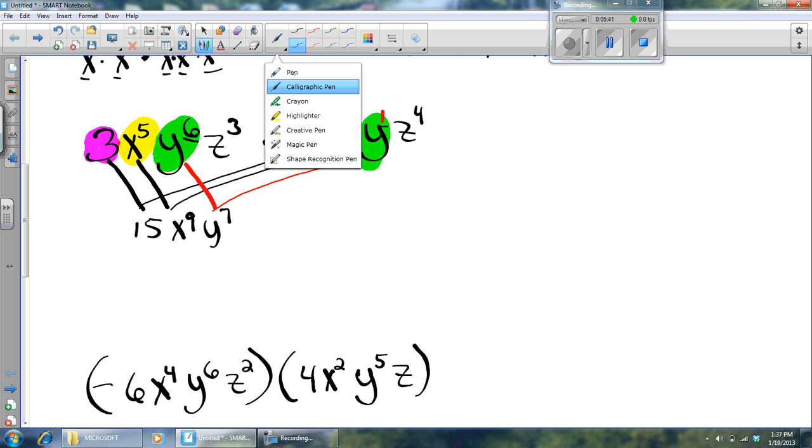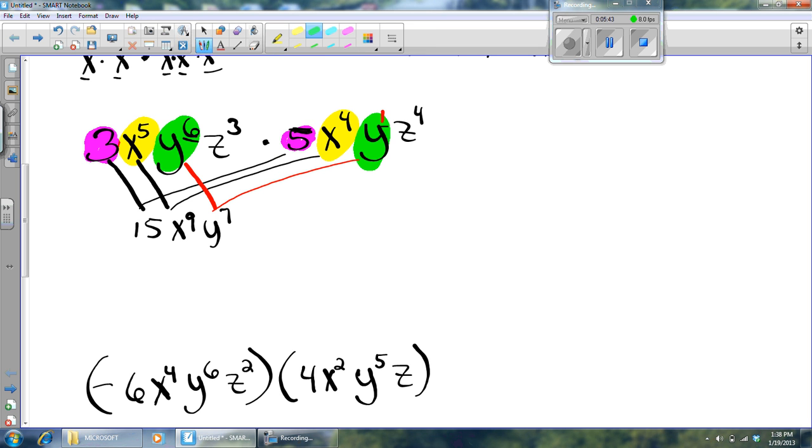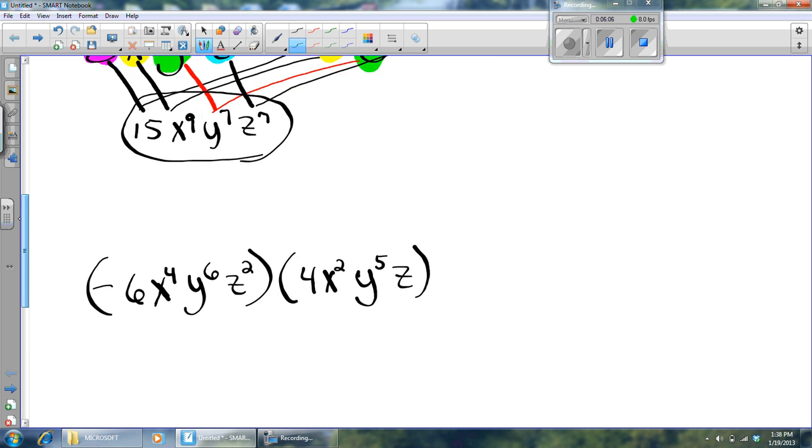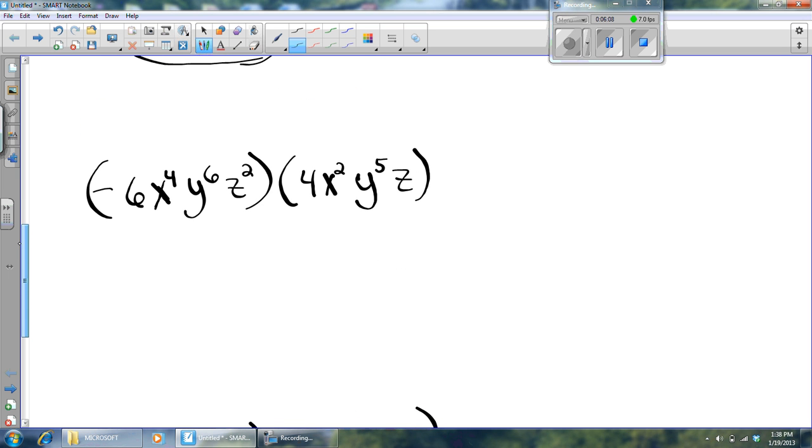Finally, I have to do my z's, and I've got a z cubed and a z to the 4th. And when I multiply those, I'm going to get z to the 7th power. 3 plus 4 is 7. And there you go. All right, let's try this one. I'll tell you what, why don't you pause the video and see if you can do it on your own.